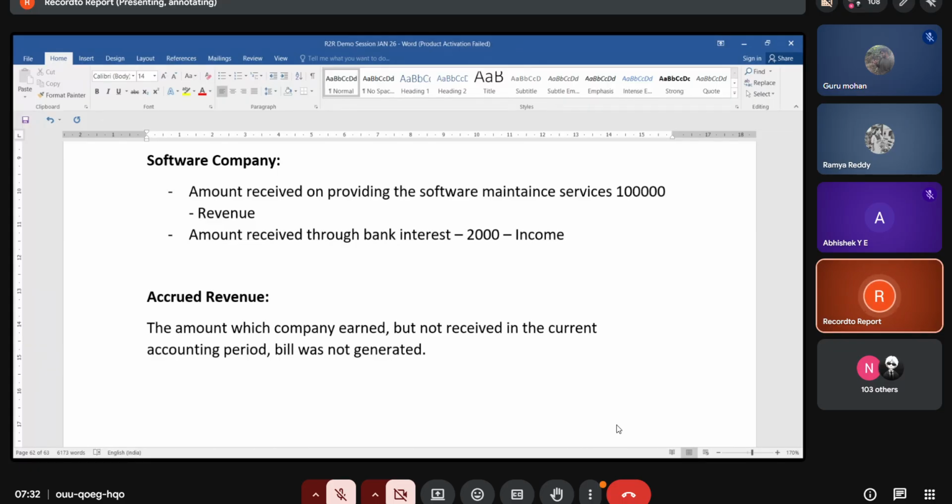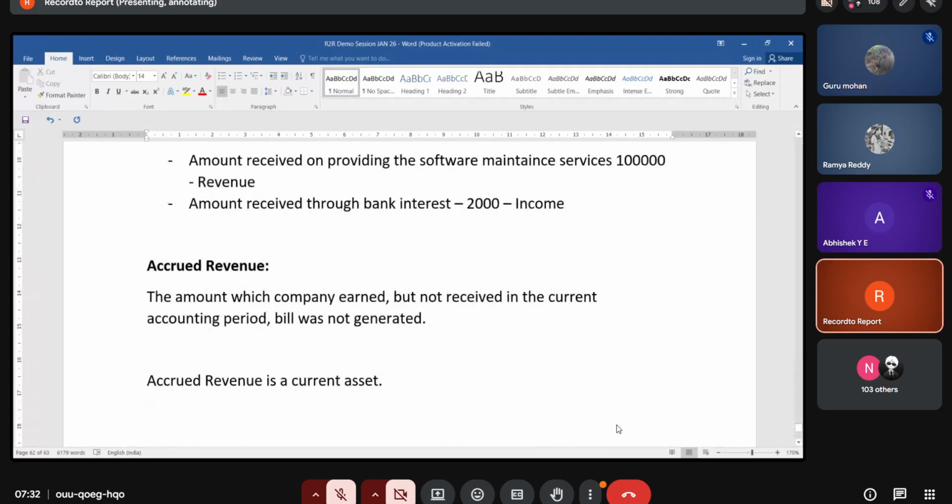Correct. So the income earned, not only internet services, guys, any money which has been earned in the current accounting period, if they're not paying in the same month and the bill is also not generated, those are called accrued revenues. See, accrued revenue is a current asset. Okay. So accrued revenue is a current asset.